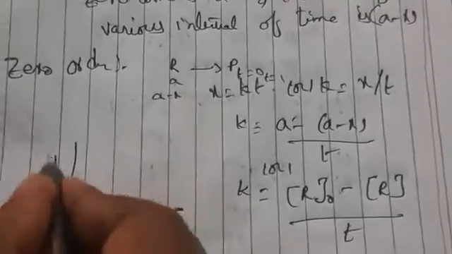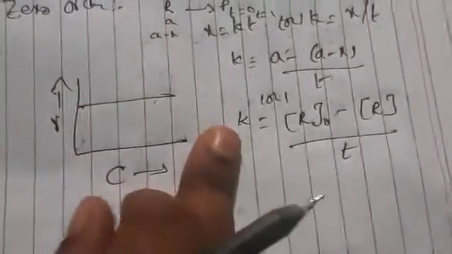Concentration, rate. So you will be getting a straight line like this, which is parallel to the concentration axis. Okay, so this is for the zero order reaction. Then what about the first order reaction?